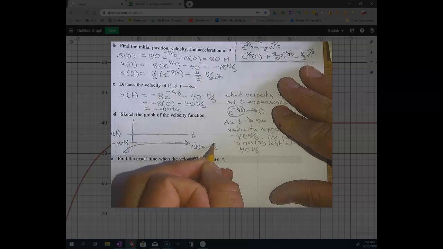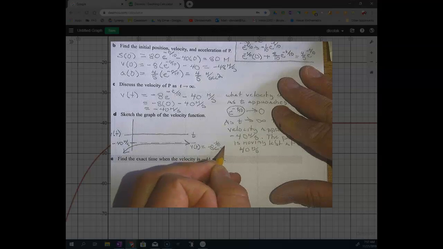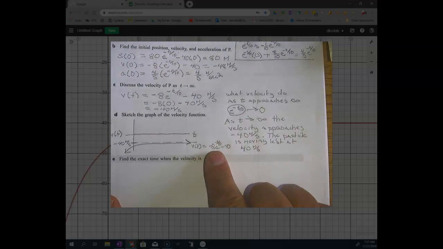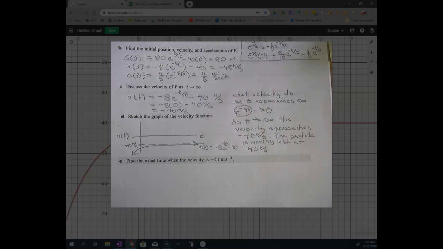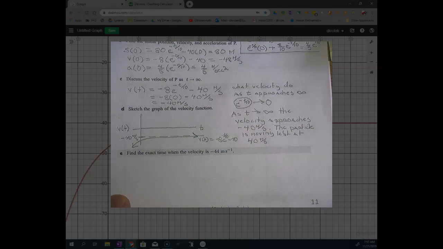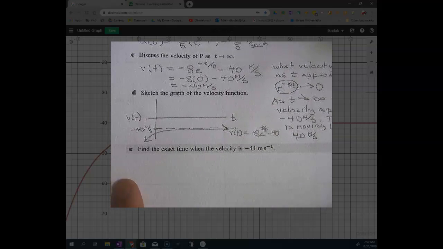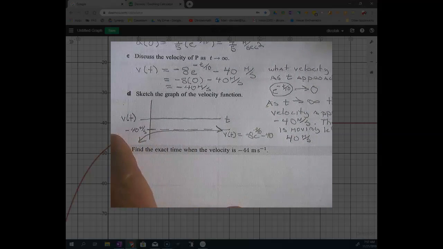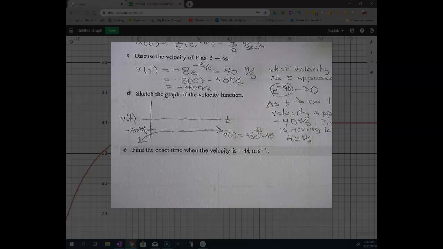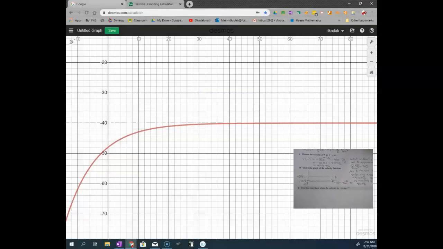Negative 8e to the negative t over 10, minus 40. I just put that into Desmos and graphed it. Now the next part is, when is the velocity negative 44? We could get an estimate of that using our graph. So we want to know at what time on this graph the velocity is about negative 44.